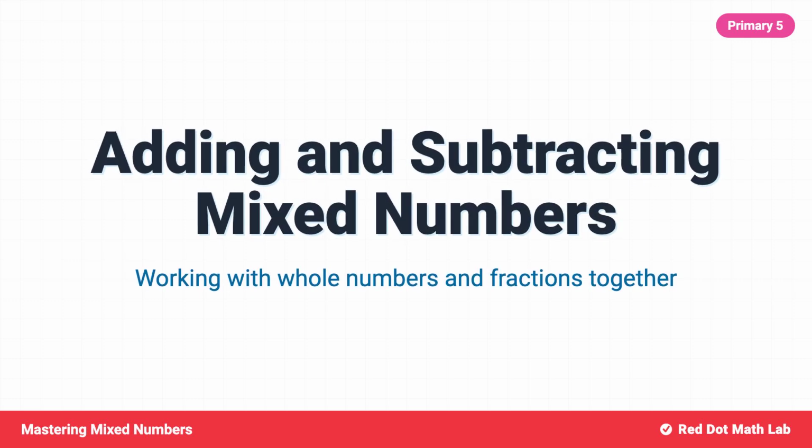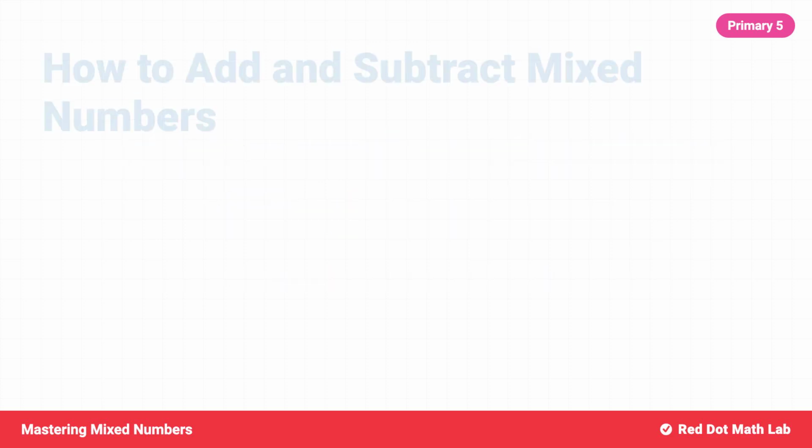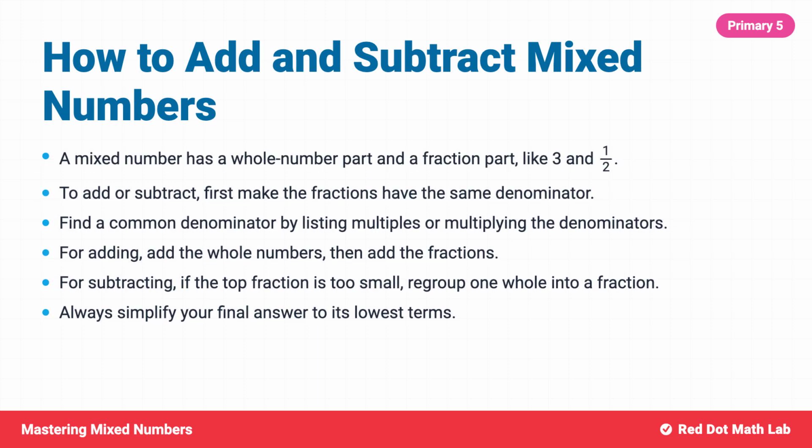Hello everyone! Today we are learning how to add and subtract mixed numbers. Let's get started. Now, a mixed number has a whole number part and a fraction part, like 3 and 1/2. To add or subtract, we first make the fractions have the same denominator.